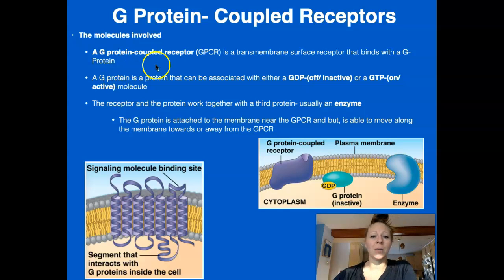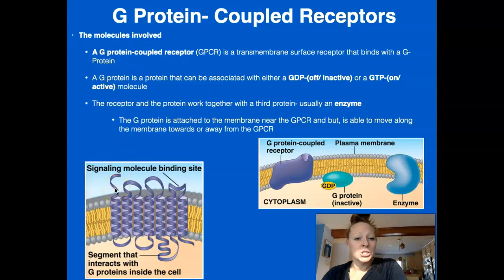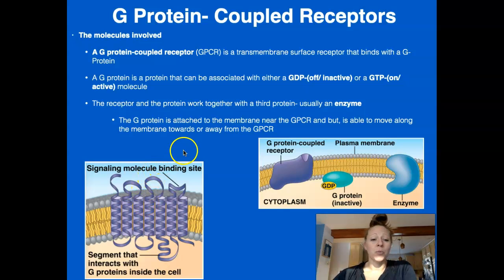So a G protein coupled receptor, the GPCR, is going to be the transmembrane protein, and this is what's going to allow for the message to be brought from the outside to the inside, because we're going to have something bind at the binding site. It's going to change the conformation.